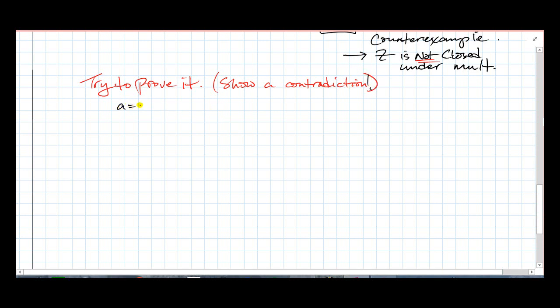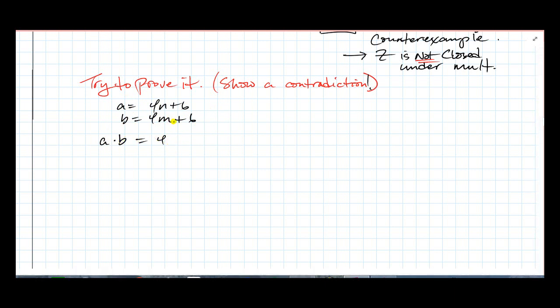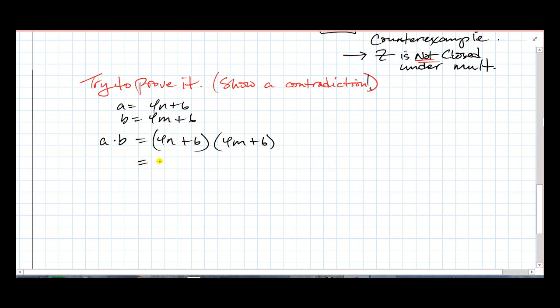All right, so let A equal 4n plus 6. Let B equal something of the same form, but use a different variable, and multiply them together and see what happens. Just like the previous one, you want to follow the same strategy. The way to get good at these types of proofs and thinking is to explore it mathematically and then do it algebraically and make sense out of it.